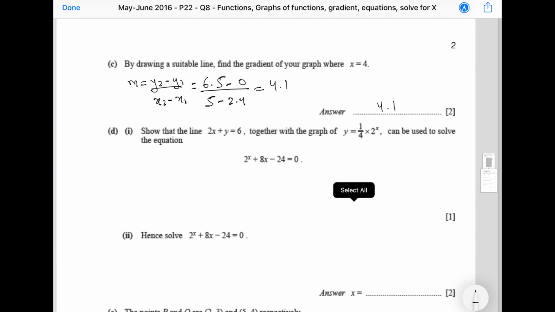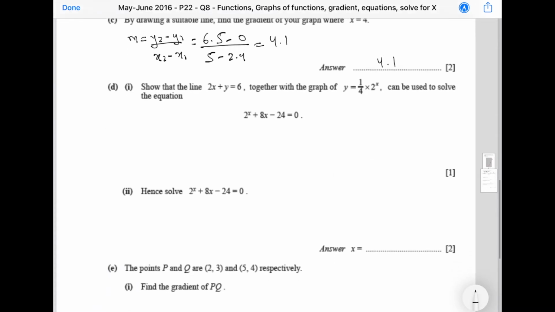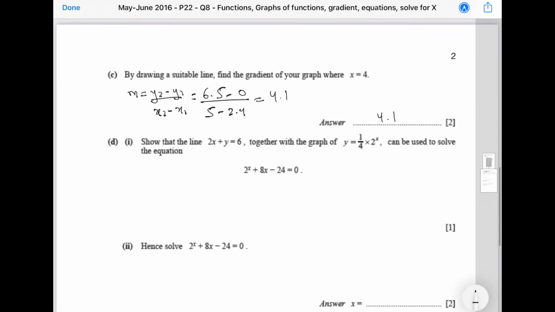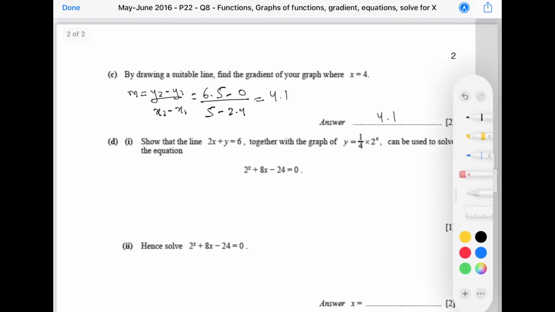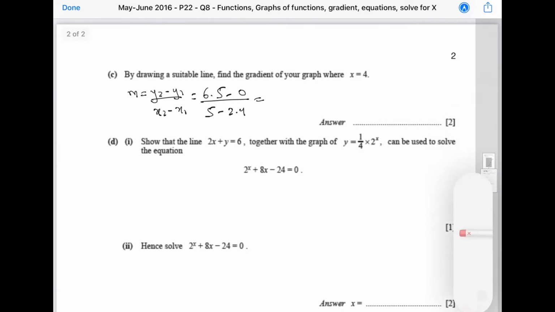4.1. Okay, the next part says show that the line, wait, did I make a mistake? 6.5 divided by 5 minus 2.4. Oh, it's 2.5. Sorry, my bad. It's not 4.1, it's 2.5. Okay, so this is 2.5 and this is also going to be 2.5.